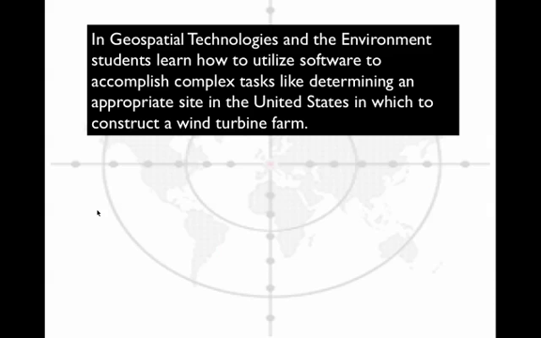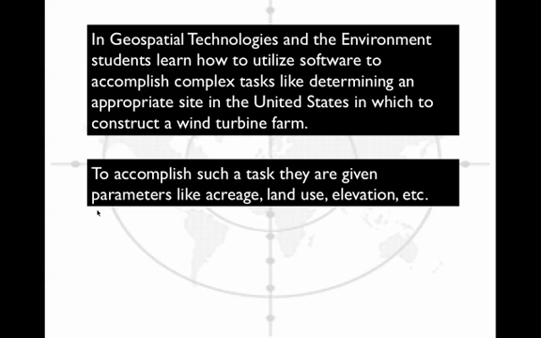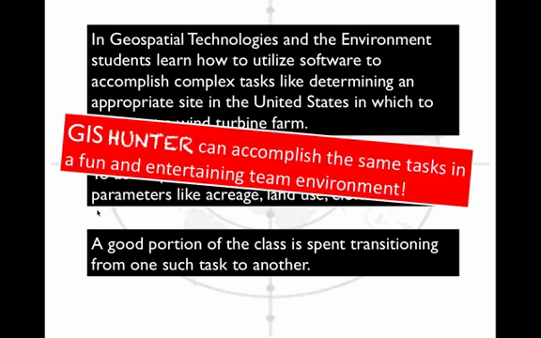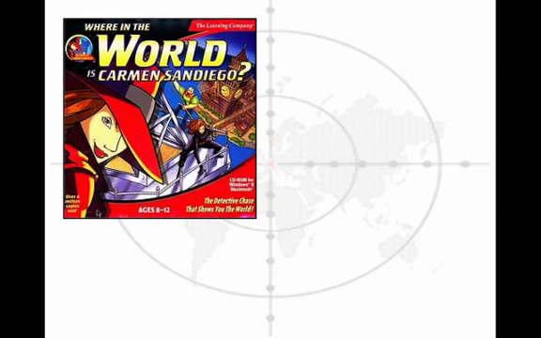In our current class, students utilize the software to accomplish tasks, like, for instance, where in the United States could you construct a wind turbine farm? To accomplish this task, they're given certain parameters like specific acreage, land use, elevation, can't be next to an airport, can't be next to this. That's currently how we're using it. A good portion of our class is spent transitioning from one task to another, like use GIS to calculate this, or use GIS to find this particular site. Using GIS-Hunter, the game can accomplish the same tasks, but in a fun and more entertaining team environment.